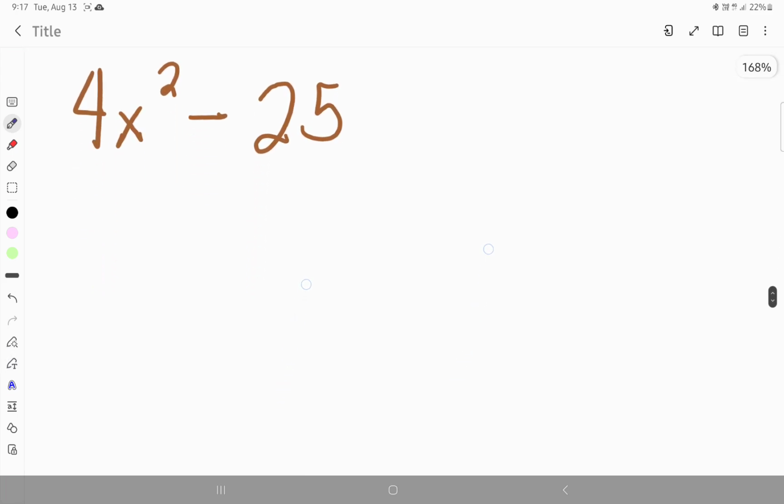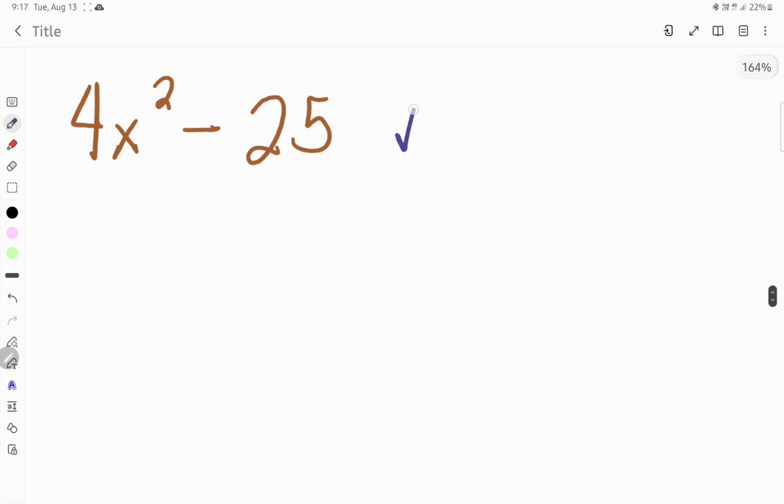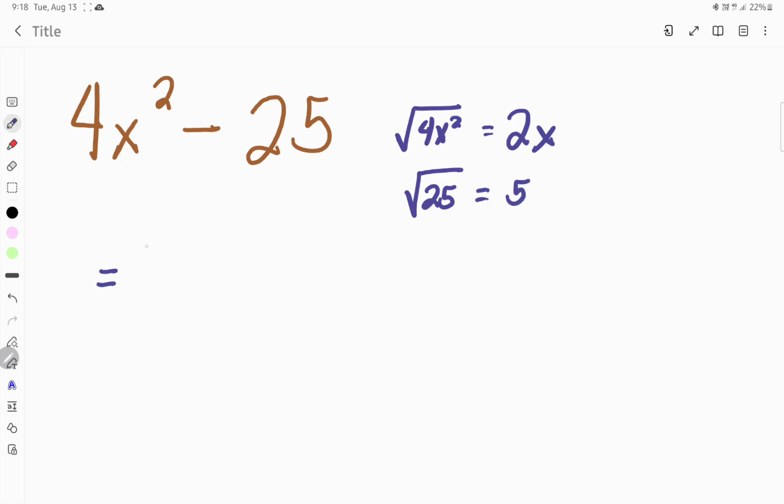Another one here is 4x squared minus 25. Once again, let's check our square root of 4x squared. That would be 2x, and the square root of 25, that would be 5. Now, working on that, what's our answer? The factors of 4x squared minus 25.